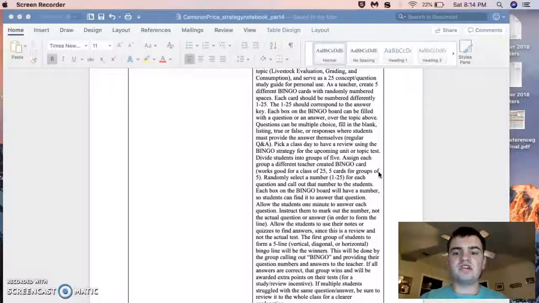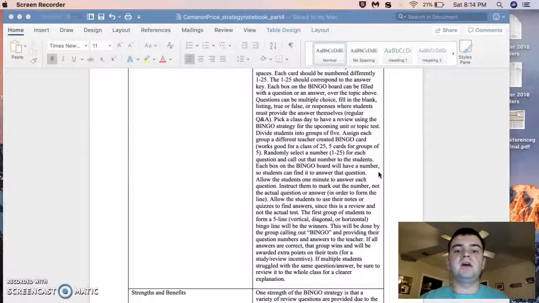So to start out, as a teacher, you create 5 different bingo cards with randomly numbered spaces. There's going to be 25 boxes in the bingo card, and you randomly put numbers 1 through 25 in the different boxes. But you randomly do the numbers on 5 different cards just so all the cards aren't the same. And the 1 through 25 should correspond to the answer key or questions you have. So I'll show that too. You've got 25 questions, so you just put each number in the box and it'll correspond to the answer key.